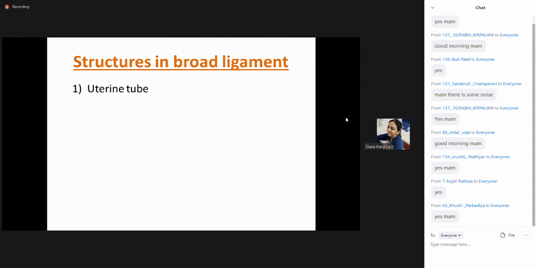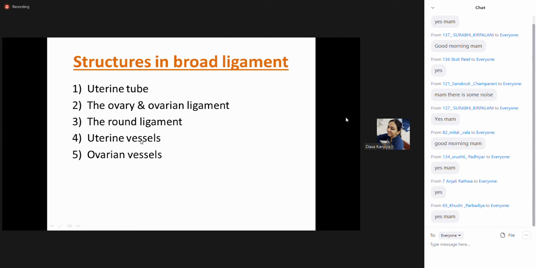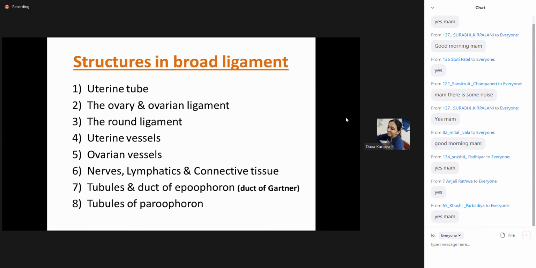One is the uterine tube at the upper border of the broad ligament. At the posterior aspect of the broad ligament, there is ovary and ovarian ligament. Then the round ligament of uterus, uterine vessels and ovarian vessels. Along with it, there are nerves, lymphatics and connective tissue, and the remnant of tubules and duct of epoophoron and the tubules of paroophoron. Again, you will learn about the epoophoron and paroophoron in embryology. So these are the list of the structures present within the broad ligament.